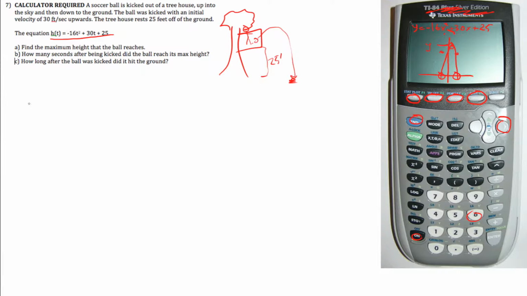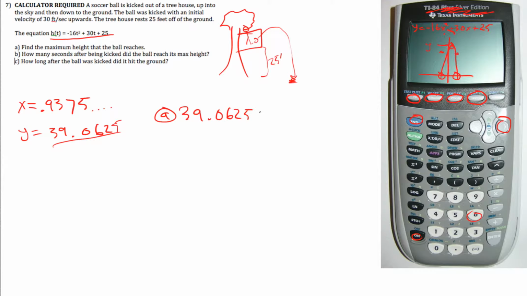It tells you that the max is x equals 0.9375 and y equals 39.0625. And that's actually really helpful, because that tells us two of our answers. That tells us that A, the maximum height of the object, is 39.0625 feet, and it tells us that the object reaches that height at t equals 0.9375 seconds.